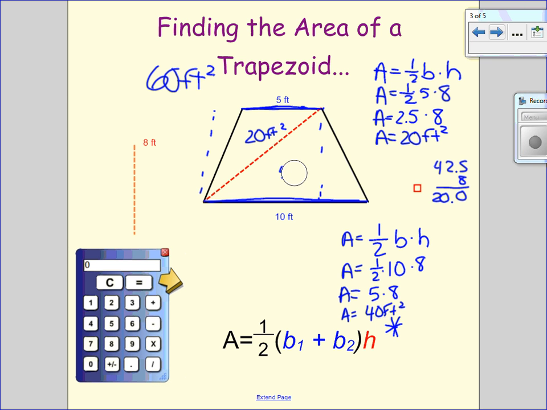Let's try it. Let me erase all this. Let's see if we can, oh, that's not going to go away. Okay, we'll put our height back in.